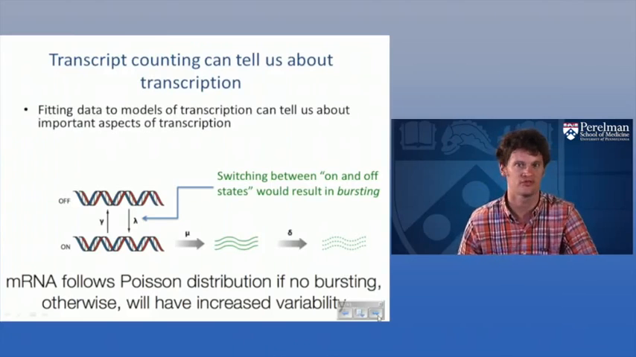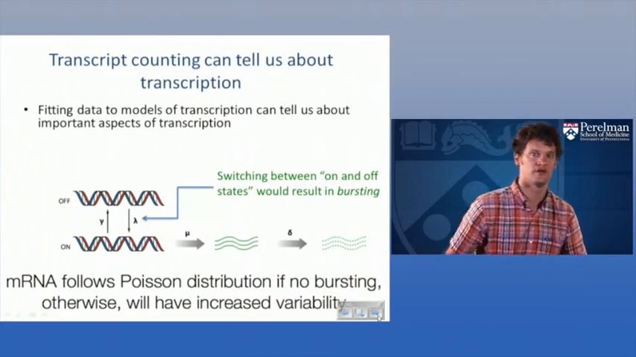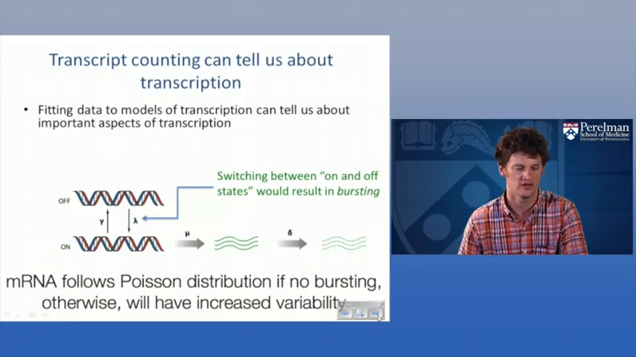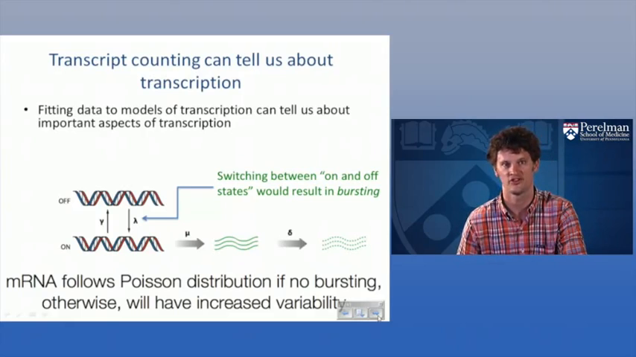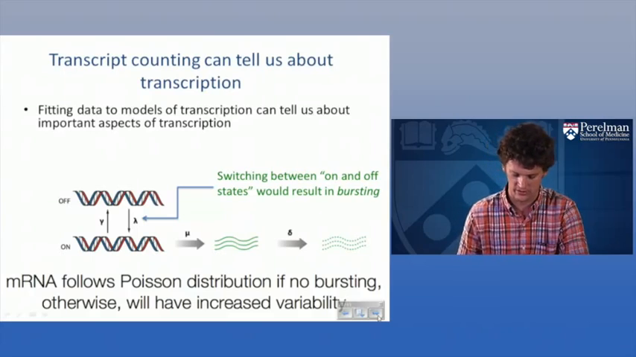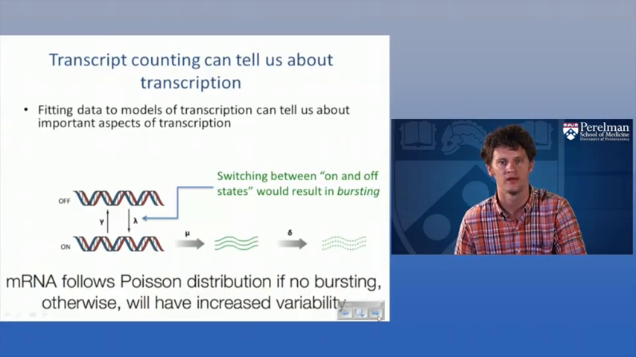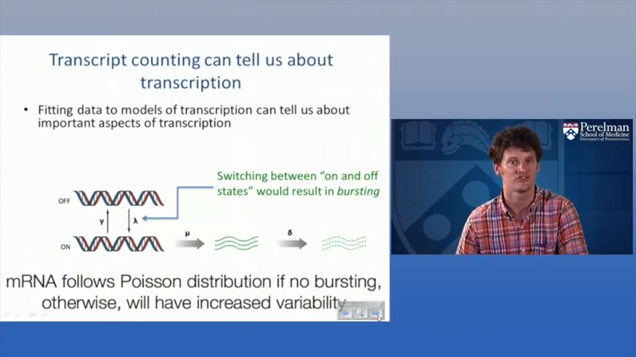Okay, so this kind of approach, where I told you one of the advantages of absolute quantification is that you can actually use the precise counts to ask specific kinds of questions about transcription. So this is an example from an earlier study, Raj and Tyagi in PLOS Biology, looking at how noisy transcription is, in particular whether transcription occurs in bursts.